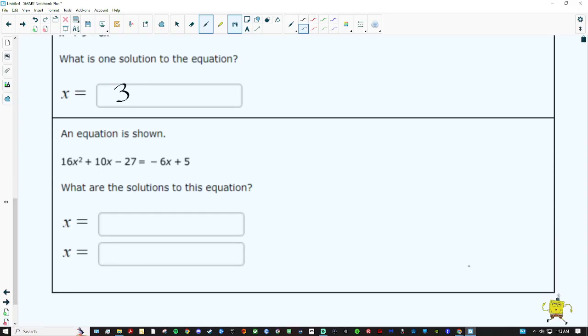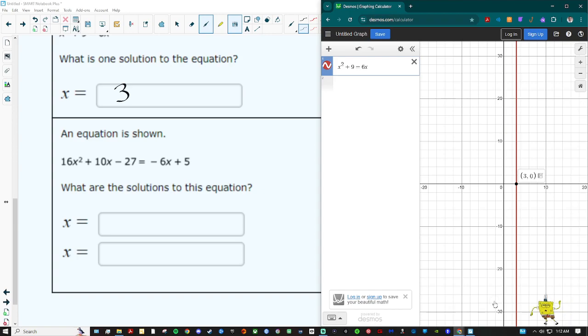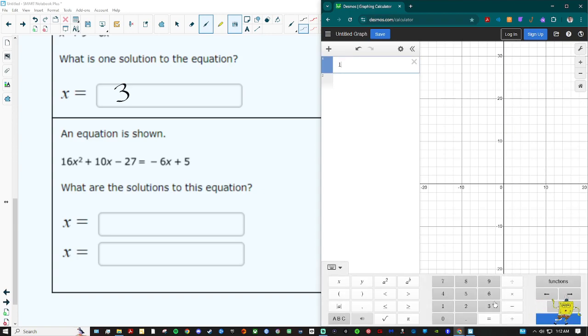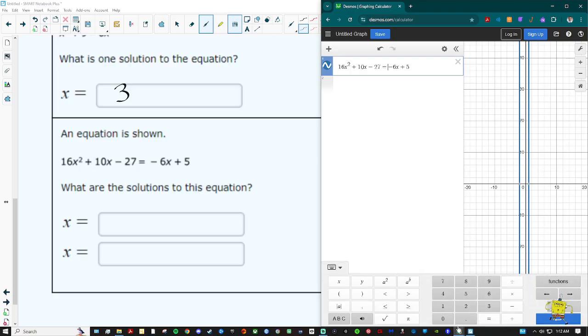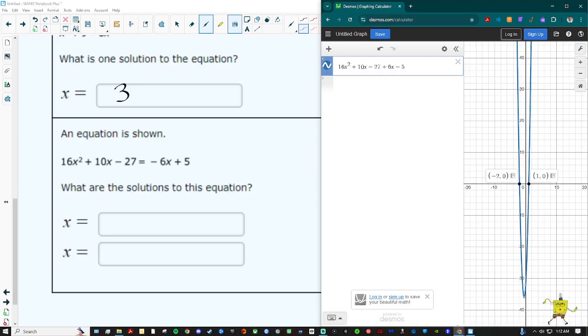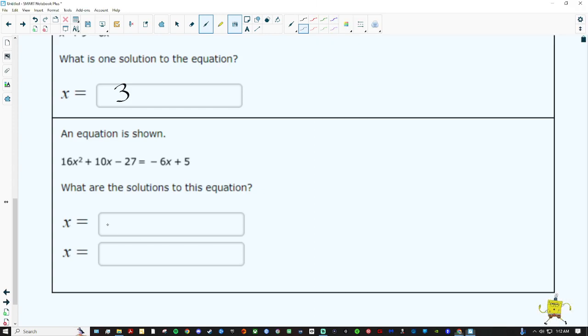Okay, an equation is shown. Let's type everything in: 16x squared plus 10x minus 27 equals negative 6x plus 5. There's our two answers. Now, if you are ever getting an error, remember, we can move these to the other side, and we just flip the signs. Negative 6 becomes positive. Positive 5 becomes negative, and we still get those two answers, negative 2 and 1.